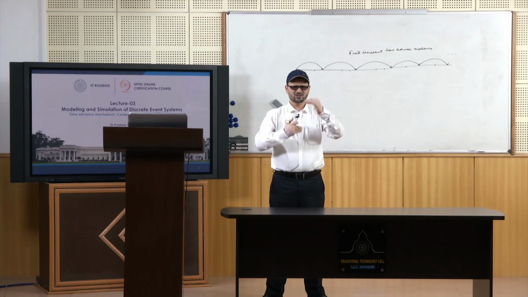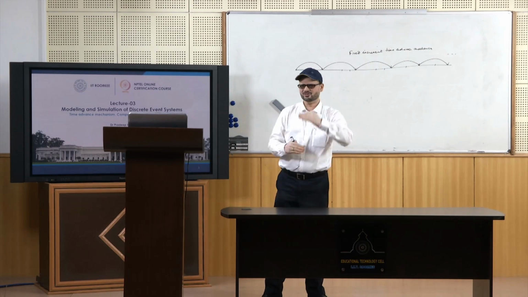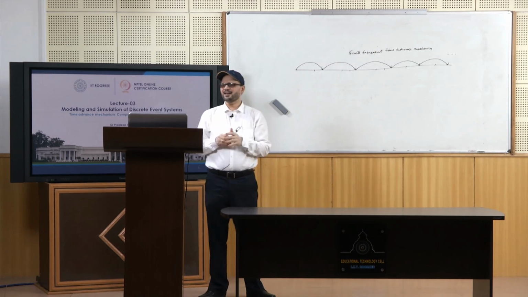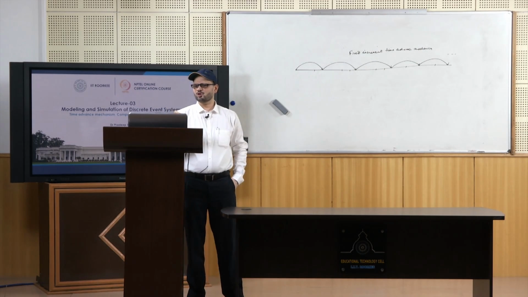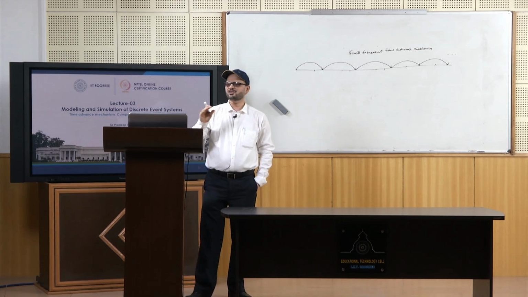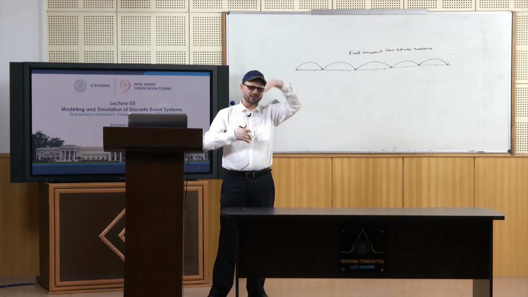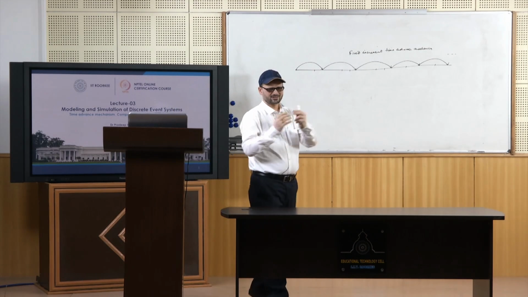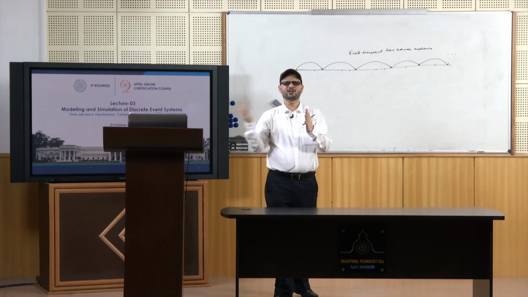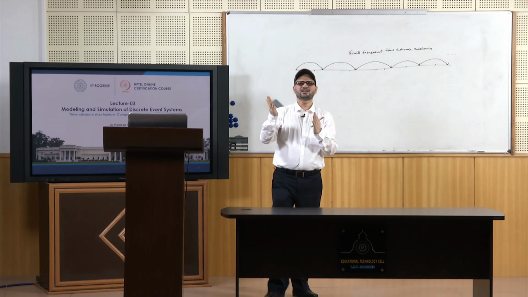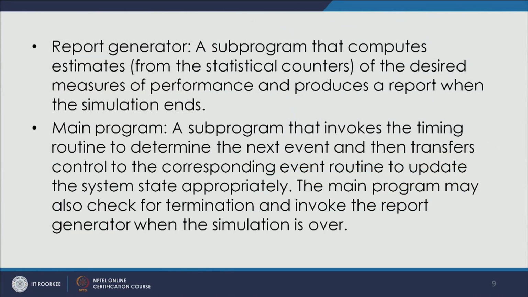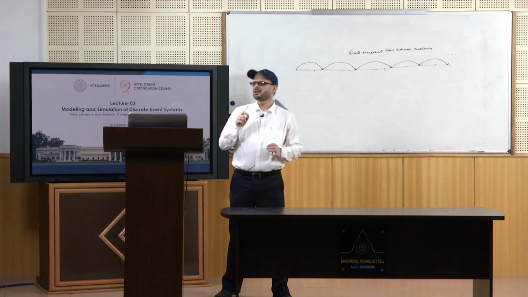So, its main job is to invoke these subroutines or subprograms and then get the data. Then it will transfer control to the corresponding event routine to update the system state appropriately. The event routine will update everything, and it will have a connection with these library routines. From there it will get all these values, at which time what event has occurred, and then the main program may also check the termination. The main program will also see when there will be termination.